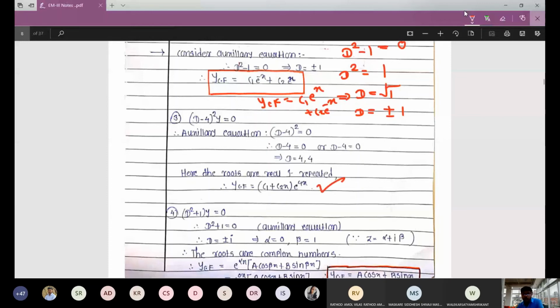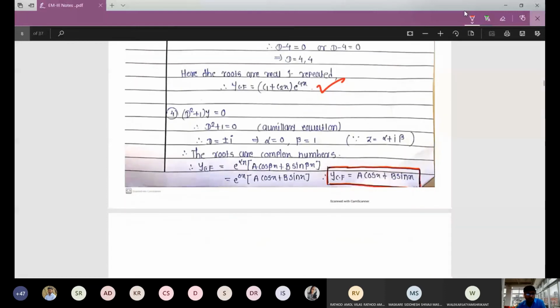Now what about complex roots? Consider (D² + 1)y = 0. So the auxiliary equation is D² + 1 = 0, and therefore D² = -1, and the square root of -1 is ±i. I already provided the proof. You can use the quadratic formula and you will get a negative discriminant, and that's why we are getting two roots ±i. And by default you get complex conjugates as roots. So one root is i and its complex conjugate is what?